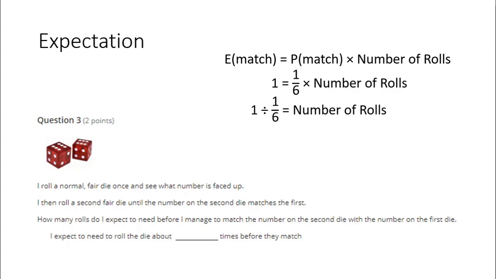Now you can calculate that directly, but I'm hoping we can play with our mental maths here and remember that to divide by a fraction, we flip it and multiply. So we're going to do 1 times 6 over 1, which is just 1 times 6. It should take us 6 rolls. I would expect to get one match in 6 rolls.